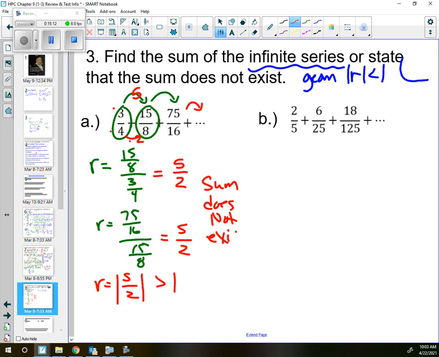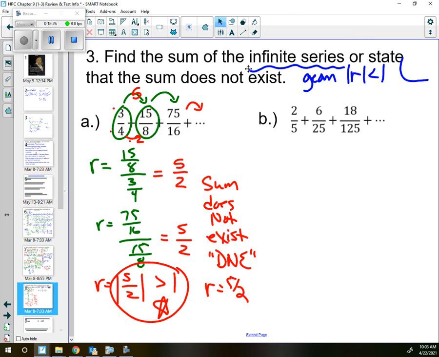And sometimes people put DNE for that, so you don't have to write out the whole thing. The sum does not exist. Why? Because my ratio of 5 halves, the absolute value of 5 halves, is bigger than 1. You would have to be able to articulate that, yep, that's why that sum doesn't exist.